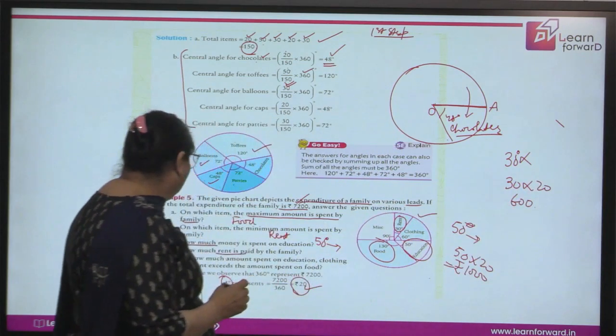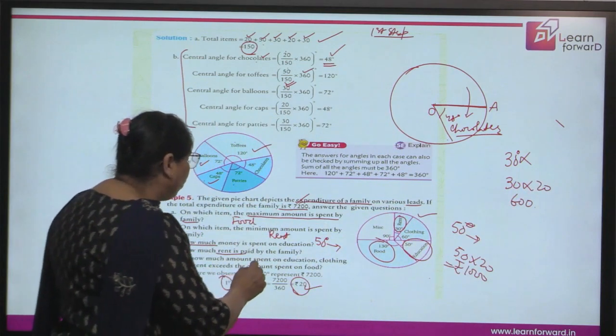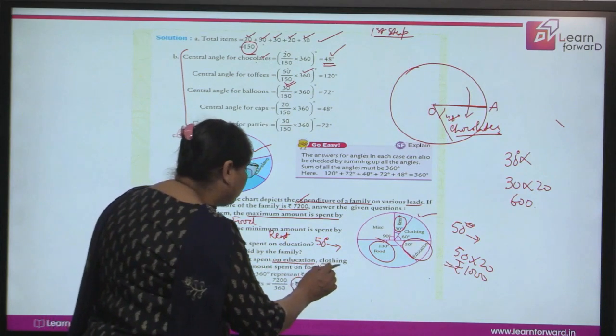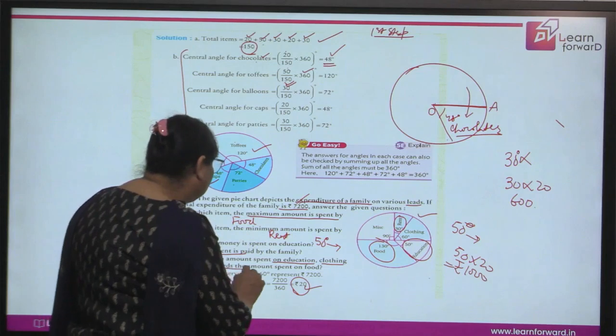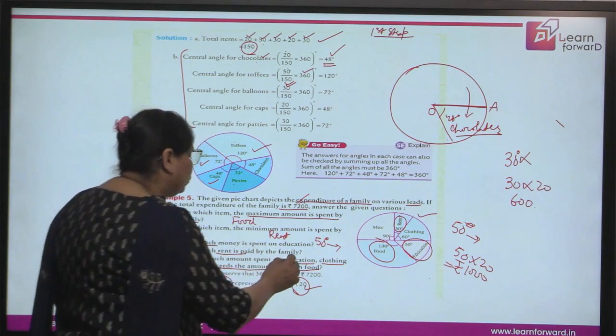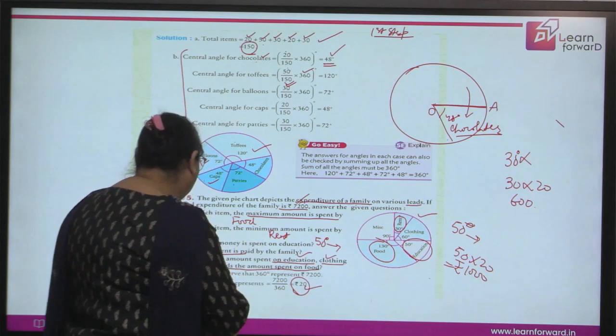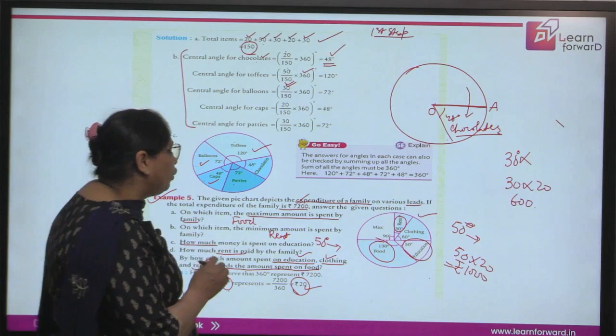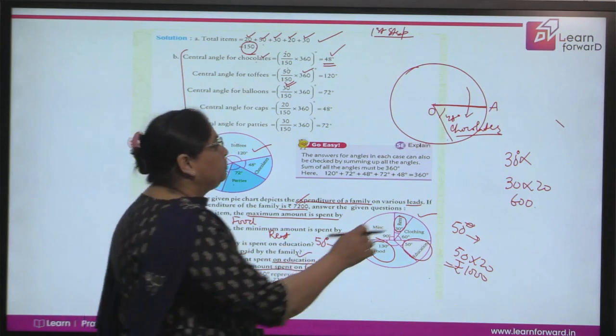In this way, by how much does the amount spent on education, clothing and rent exceed the amount spent on food? So we will solve for education, clothing and rent and subtract from the food amount, because the maximum amount is spent on food, and we will compare it.